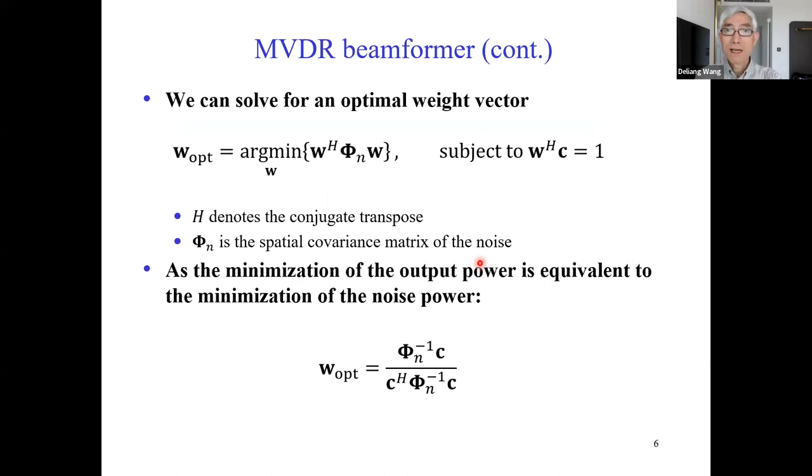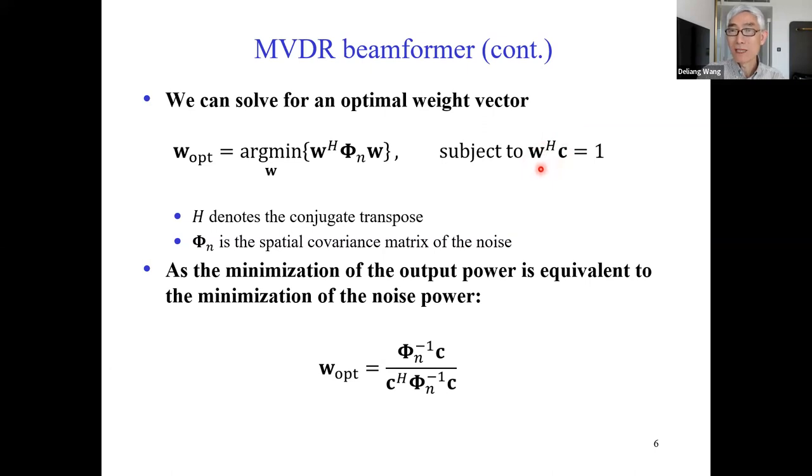Because MVDR beamforming corresponds to quadratic optimization with a constraint, this can be solved through quadratic optimization techniques. Essentially we need to figure out the weight vector that minimizes this term. And in the middle of this term is phi sub n. Phi sub n is the spatial covariance matrix of the noise. We want to minimize this, corresponding to minimizing the total noise energy, but subject to the constraint that in the steering vector direction, c, we want no processing, no distortion.